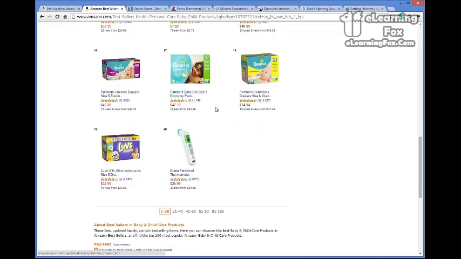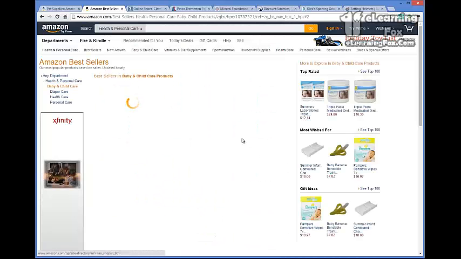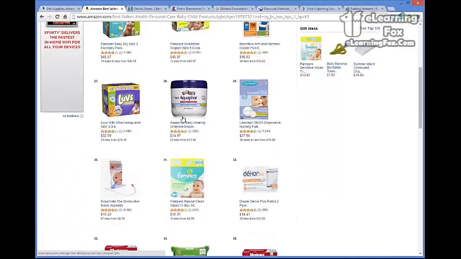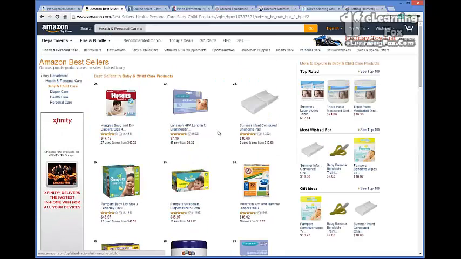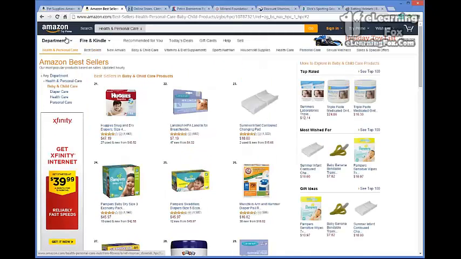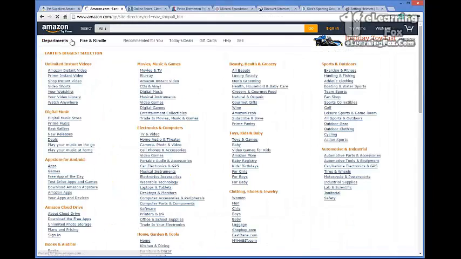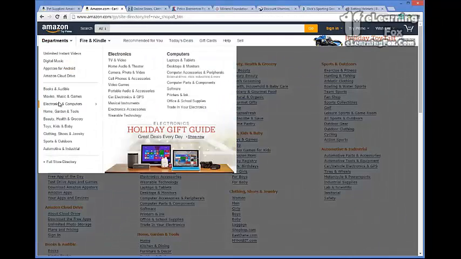Here's a bendable teether, and there are some other items we can go on down here. It looks like diapers are predominant, so maybe that's something you could carry. If you could find a supplier that would carry diapers, that might be a way to go if you're into the baby niche market. We'll look up another category here, so let's go to departments.